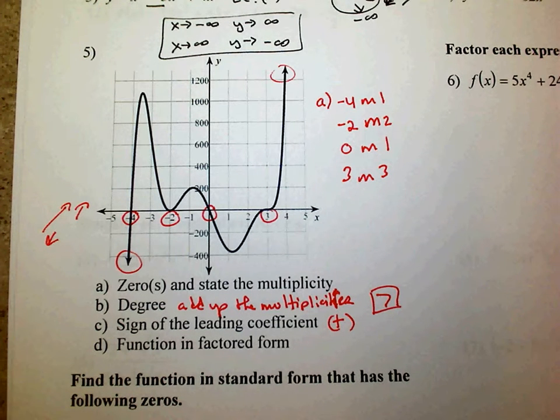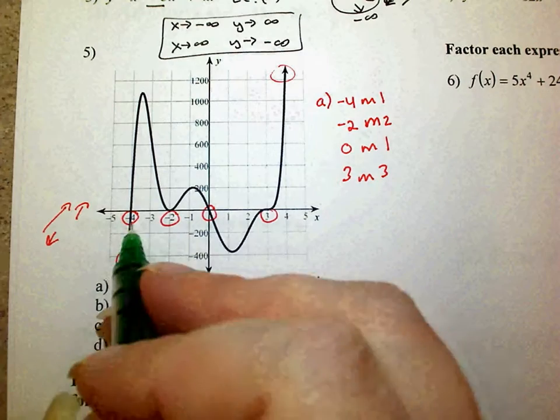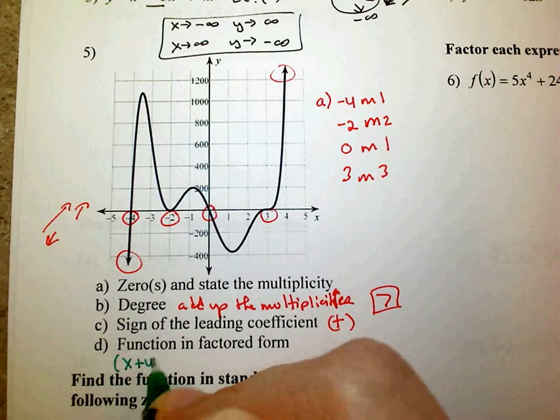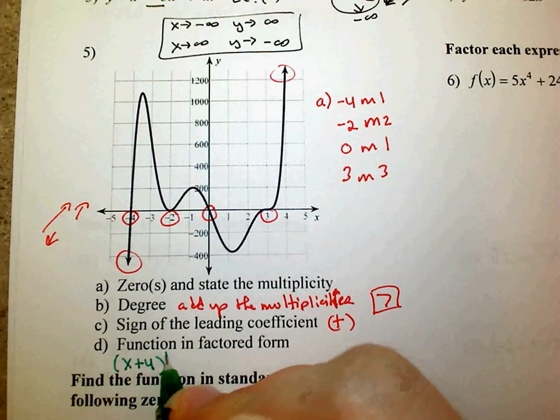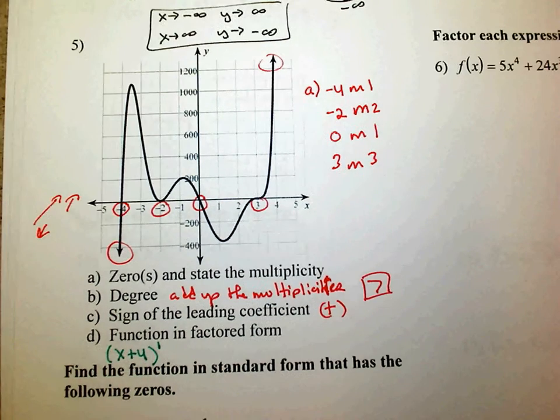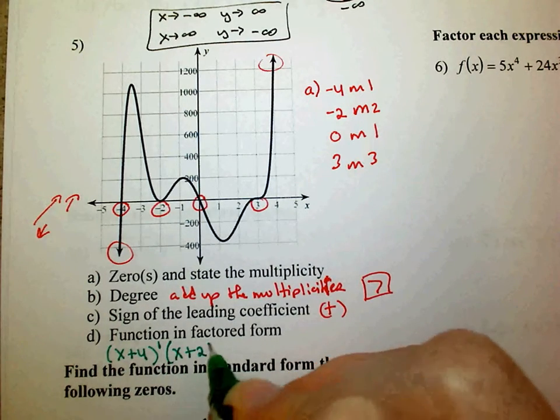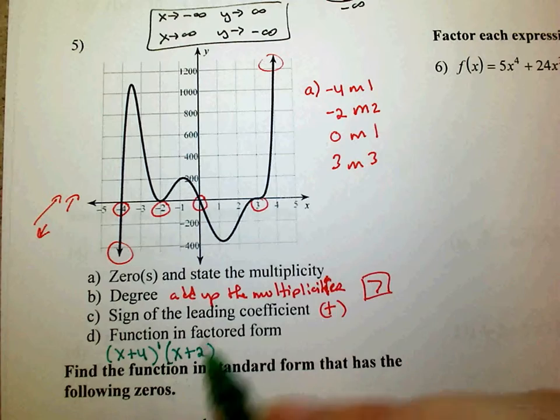So if I want to write the function in factor form, then I need to write out my factors. This is a negative 4 as my 0, which means it's x plus 4 in my factors. So multiplicity of 1, so I'm going to put a 1. I don't have to, but if you want to, it's fine. Negative 2, so x plus 2. Remember, it's a 0. What makes this equal 0? Multiplicity is 2, so put a 2.